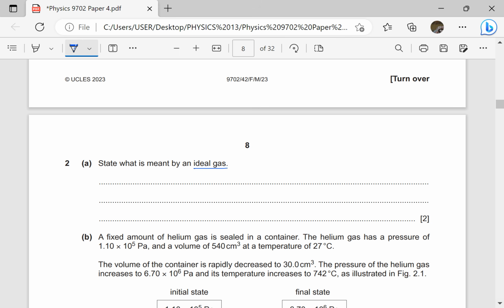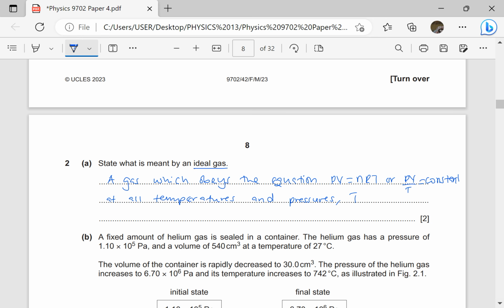State what is meant by ideal gas. An ideal gas is a gas which obeys the equation PV is equal to nRT, or it obeys the equation PV over T is equal to a constant at all temperatures and pressures.